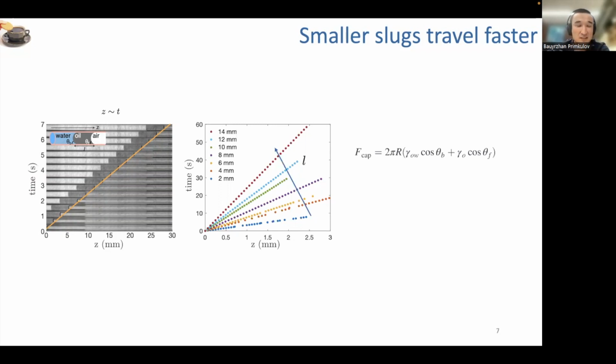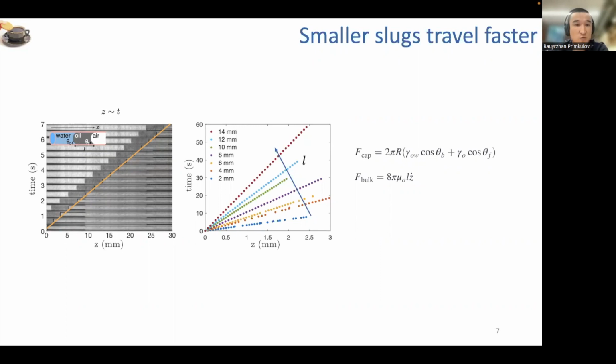The other nice thing about this setup is you can write down the force balance fairly easily. So you have capillary forces: the capillary force at the front meniscus and the capillary force at the back meniscus. These forces depend on the angle that the interface makes with the solid surface. So you have one angle at the back, one angle at the front. Then you have damping forces due to the flow inside the bulk of the viscous fluid.